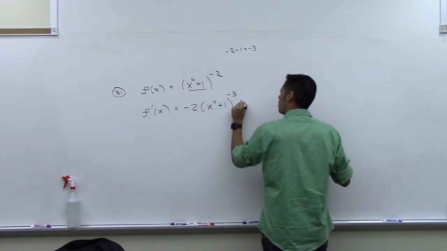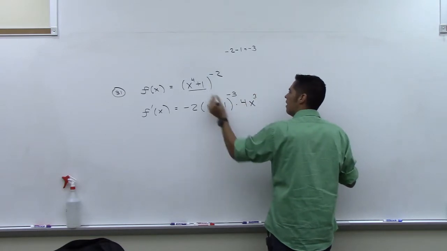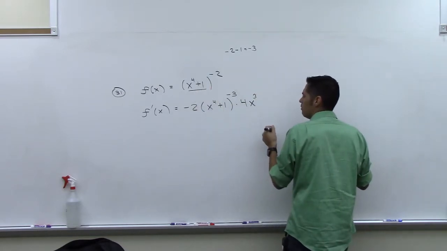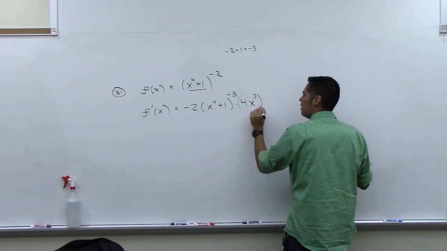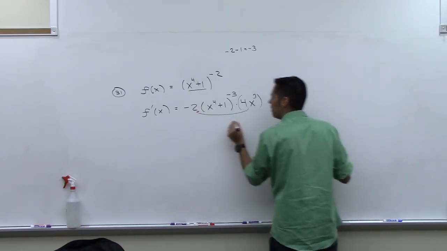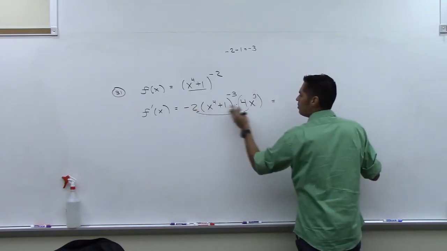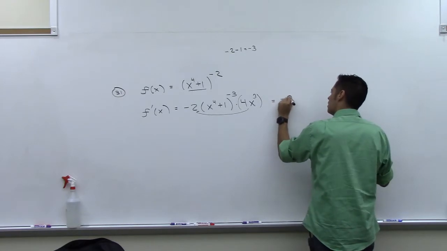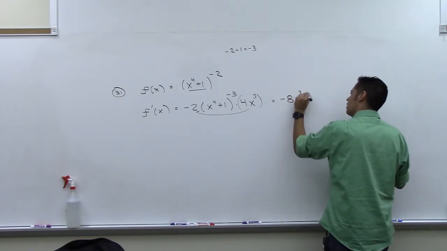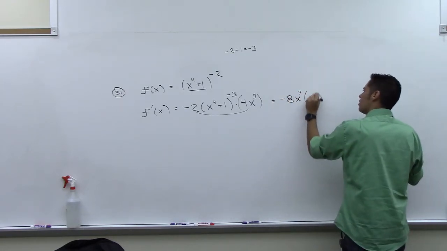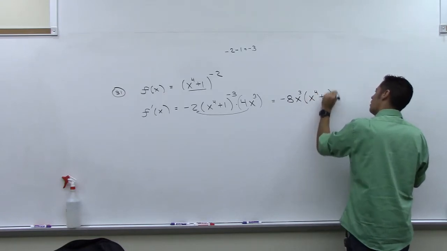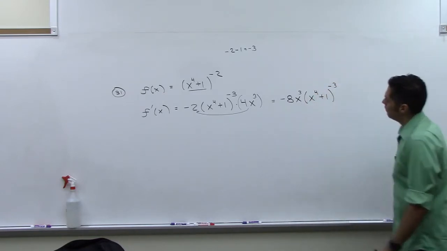Derivative of x to the 4th is 4x cubed, and then plus 0 because the derivative of 1 is 0. So this is sitting out here. I'm again going to move it out here. I've got negative 2 times 4, which can give me negative 8. The x cubed is going to sit out front. And I have x to the 4th plus 1, all of that raised to the negative 3.